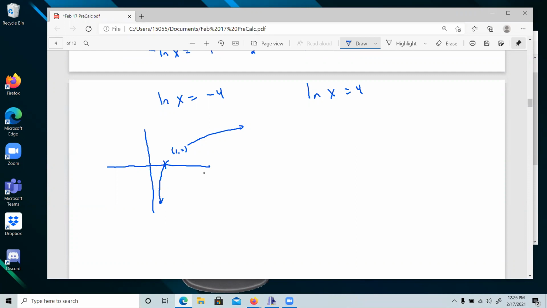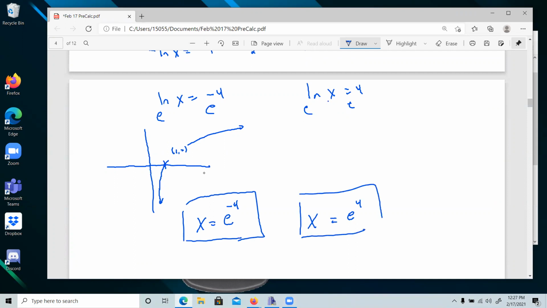So to get it out, to unlogify, we're going to go ahead and make each side here the exponent to the same base. So we have e to the natural log of x, that's just going to be x, equals e to the negative 4. Here, again, we're going to go ahead and do that. So we're going to have x is equal to e to the 4th. Okay, so our two answers, x equals e to the negative 4, x equals e to the positive 4.